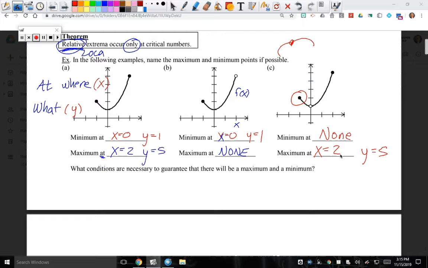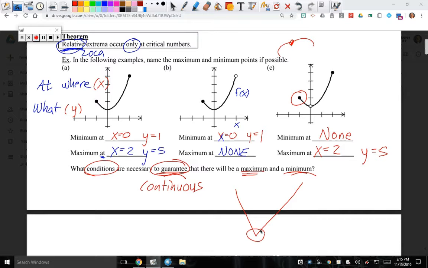All these subtle things you'll see when we start asking questions. You have to know it. So here we go. What conditions are necessary to guarantee that there will be a maximum and a minimum? Differentiability. Must be continuous. Not differentiability, only continuous. It will guarantee that there will be a max and a min only if it's continuous. Because you could have a cusp that's continuous, but it's not differentiable anywhere, but that's still going to be a min.